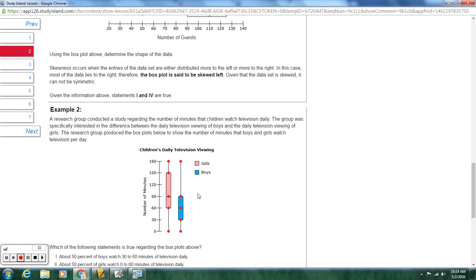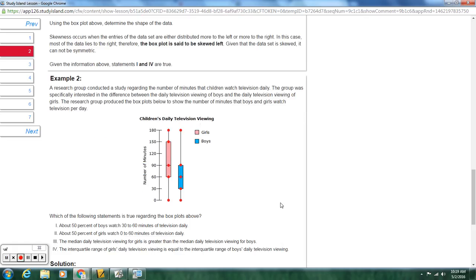Alright, example 2. Now, these are called double box plots. It's like a double bar graph, and you've got 2 of them right here beside each other. On your EOC, they're going to give you things like this and ask you about it. It says, a research group conducted a study regarding the number of minutes that children watch television daily. The girls are the pink, boys are the black. Makes sense? The group was specifically interested in the difference between the daily television viewing of boys and of girls. There's just 2 of them.